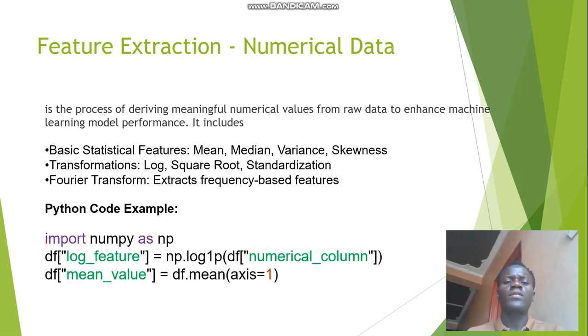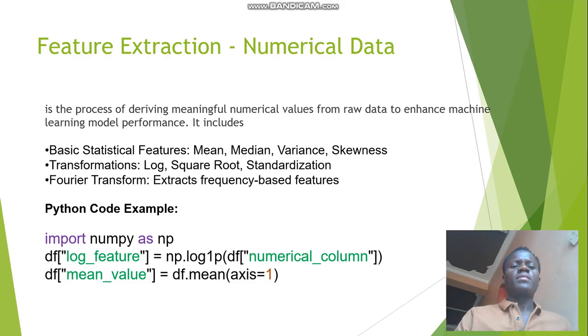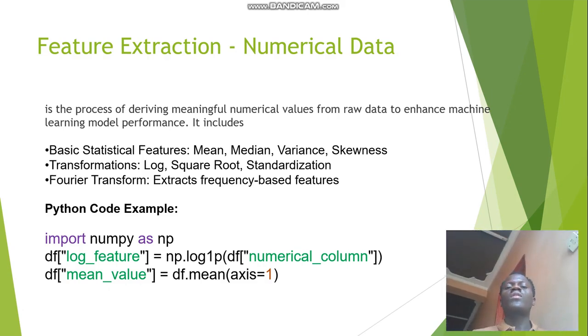Types of features. We saw the map. Now we are beginning with numerical data. This numerical data is a process of deriving meaningful numerical values from raw data to enhance machine learning models' performance. So we just have to derive the meaningful numerical data from raw data, basically transforming it into numerical data.